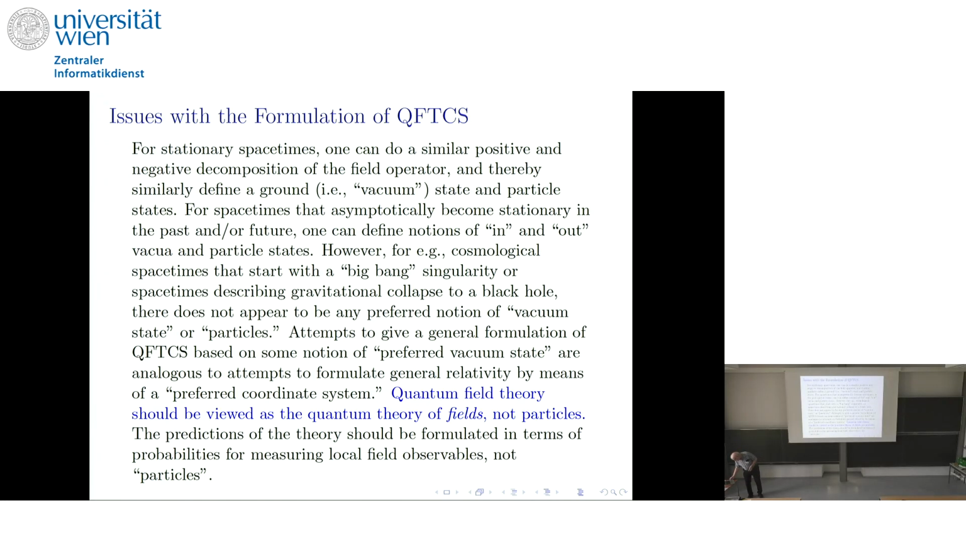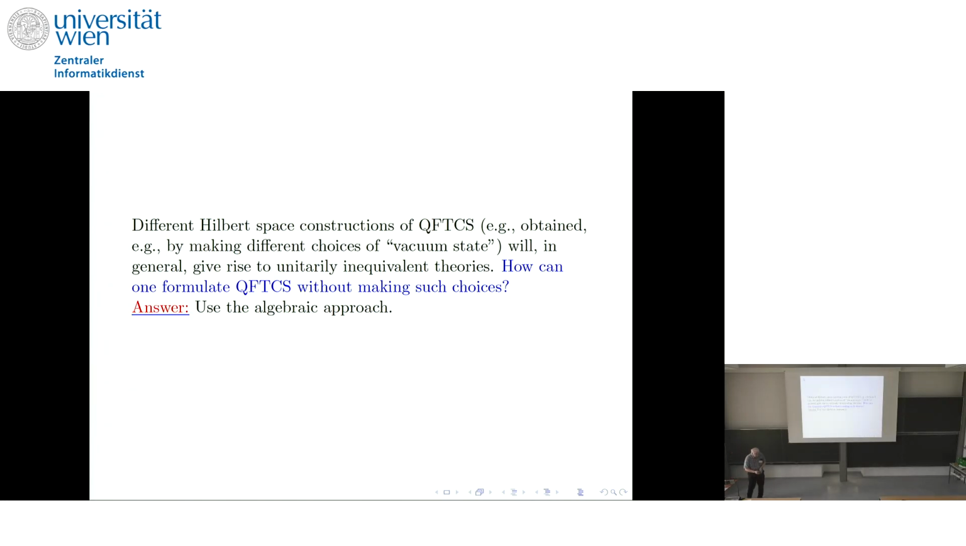But what you should have, and what the theory is about, are these local field observables. Now, not having a preferred vacuum state is not necessarily all that big of a problem for continuing to formulate things in the usual way. If a different choice of vacuum state gave you an equivalent theory, then you can make a choice or not make a choice. It doesn't really matter.